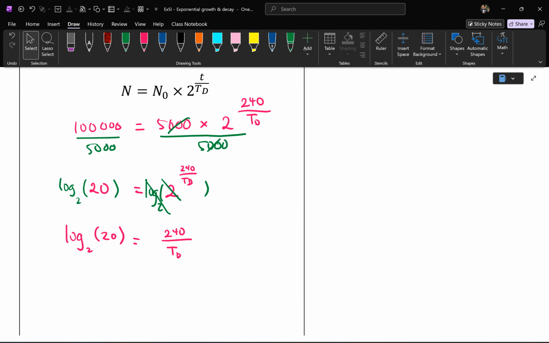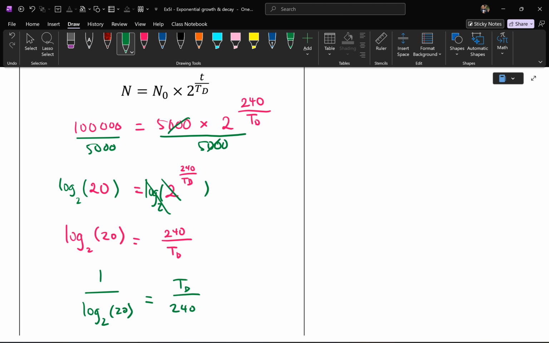Very good. So there's lots of ways to solve this problem. You could do the inverse. So if you just swap TD to the top and 240 to the bottom, numerator, denominator, then you'll swap the left-hand side as well, and you end up with 1 over log base 2 of 20 is equal to TD over 240. So you're doing the reciprocal on both sides, essentially saying take 1 divided by the right and 1 divided by the left.